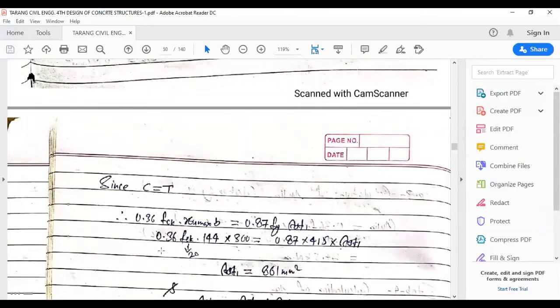Now the job is to equate the forces of compression and the forces of tension, as we have been doing in most of the questions, as we discussed in the previous lectures as well. So if C is equal to T, then we'll substitute the values of C and T by the formula, which is 0.36 FCK XU max multiplied by B, and it should be equal to 0.87 Fy AST1, area of steel under tension primary. This is to be noted that it is AST1 here.